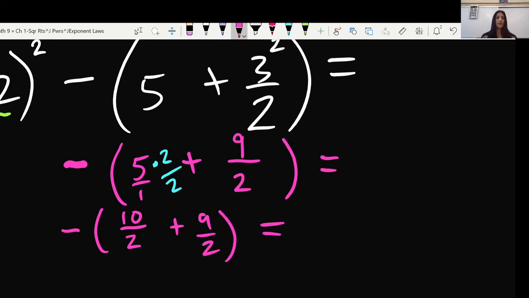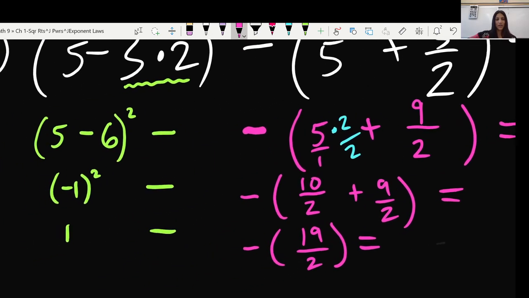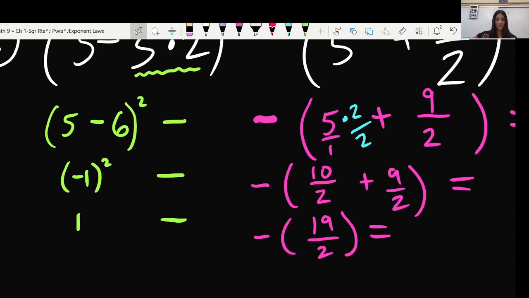So I hope that you're able to make sense of that and it's clear how we dealt with that, because this is a little bit complicated. There's a whole bunch of different operations going on in just one question. So we can simplify that even more. 10 plus 9 would be 19 over 2. And so now we're going to bring back the part that we had ignored.